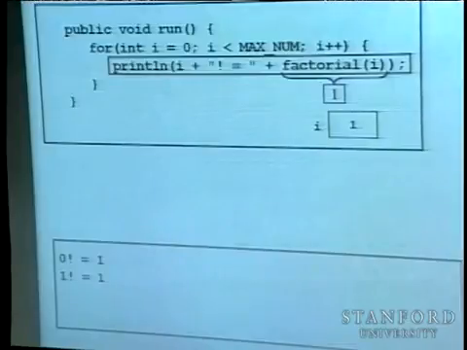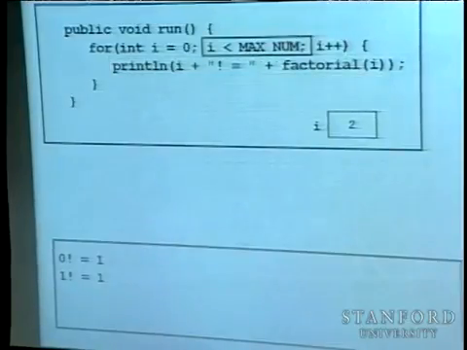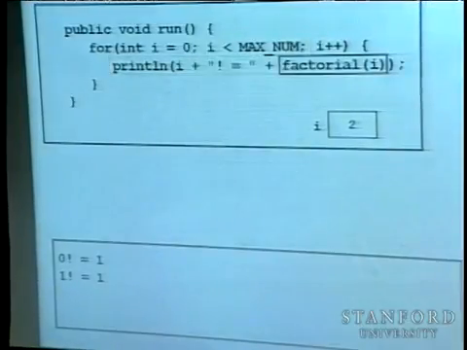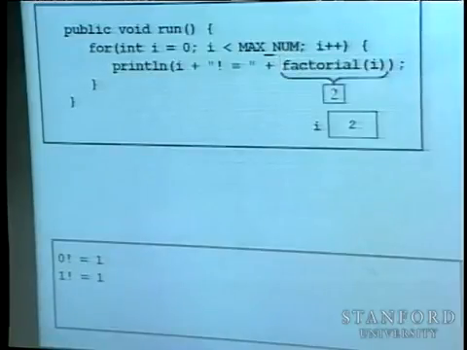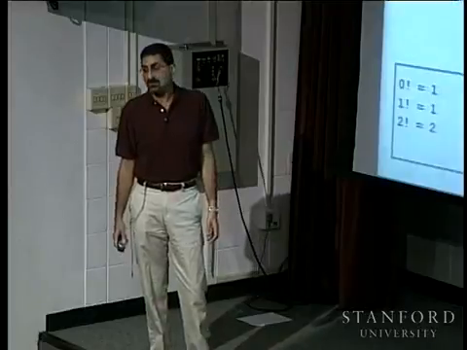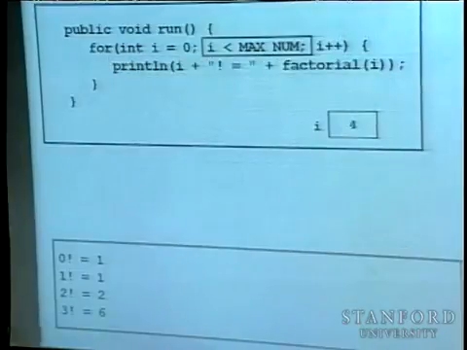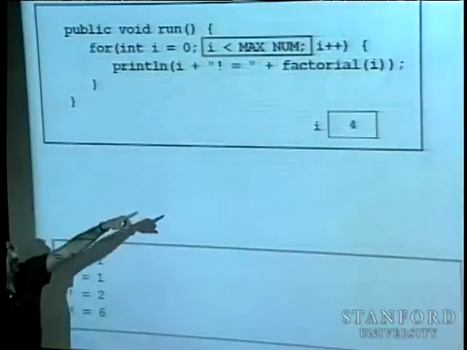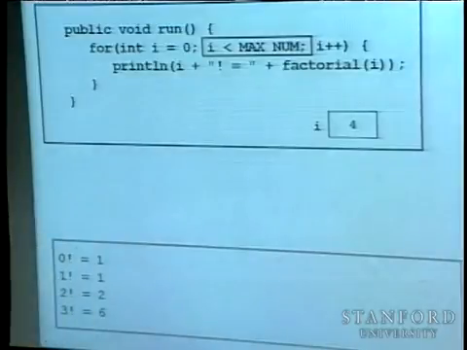Okay, and I won't go through the process in excruciating detail again, other than just say after we add 1 to I, we're going to have to compute factorial of 2, and the answer that's going to come back is 2. And we're going to compute factorial of 3, and the answer that's going to come back is 6. And after we write that out, max num is now, or I is now 4, which is not less than max num, because max num also has the value 4, so we're done here.